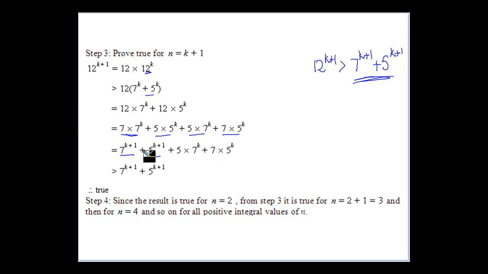Now again, what I want to prove is that this whole amount is just greater than 7 to the power of k plus 1 plus 5 to the power of k plus 1 alone. Well, obviously it is, because 7 to the power of a positive whole number, 5 to the power of a positive whole number, when multiplying, that's going to be well and truly larger than that amount by itself. So, thus, 12 to the power of k plus 1 must be greater than 7 to the power of k plus 1 plus 5 to the power of k plus 1. Just remember, it doesn't matter what we've got there, as long as that's positive, all this amount's going to be greater than all that amount. And that's what we want to prove.